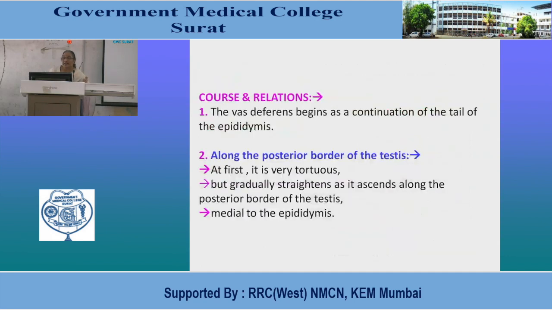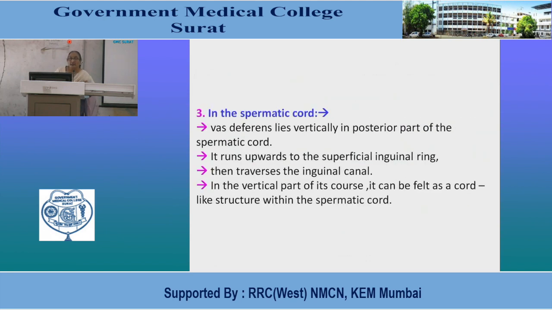The vas deferens begins as a continuation of the tail of the epididymis, as we have seen in the diagram, along the posterior border of the testes. At first it is very tortuous, but it gradually straightens as it ascends along the posterior border of the testes and medial to the epididymis. Now second, in the inguinal canal, along with the spermatic cord.